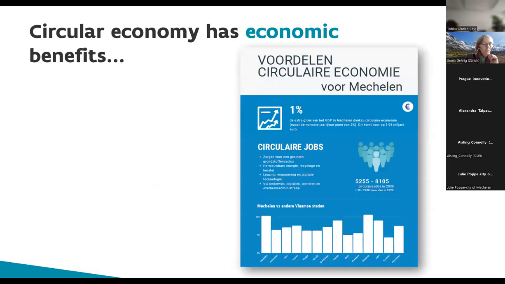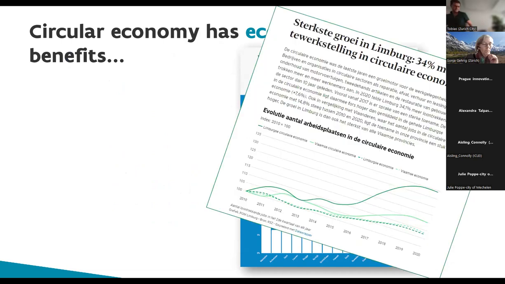And the same goes for economic benefits. You can have an indication of the amount of jobs that you might have, that will actually create a growth in jobs, and that there will be new skills as well to be developed. So this is for the province of Limburg. They say, okay, we have seen so far that our circular economy has grown by 34% more jobs in comparison to the Flemish average in a general way. But this is just a first start, a first indicator of what we should measure in the end.